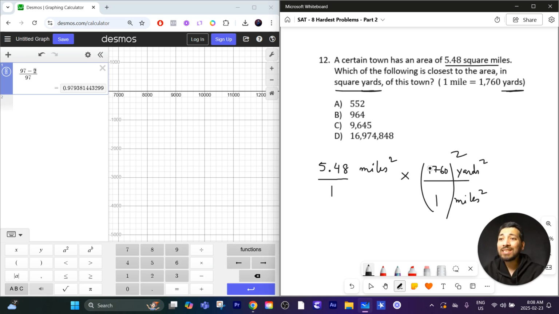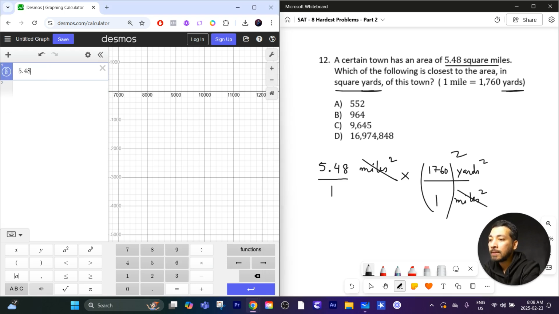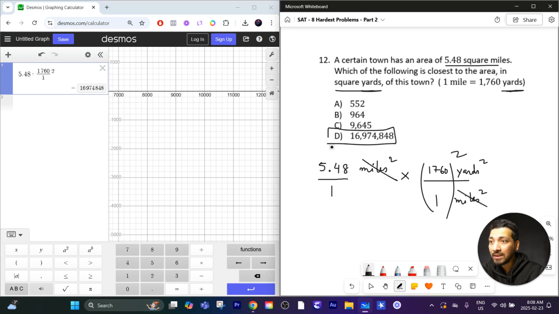So 1760 over 1 whole square. Now what happens, this miles square and miles square will just cancel out. You get 5.48 times 1760 over 1 square, and you get option number D.